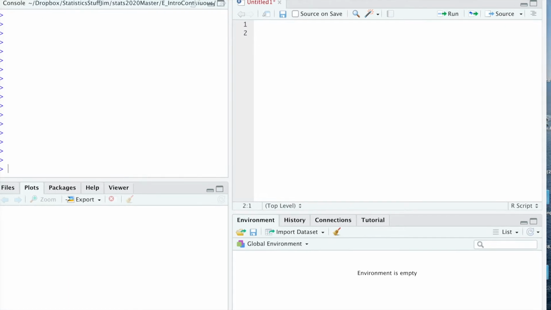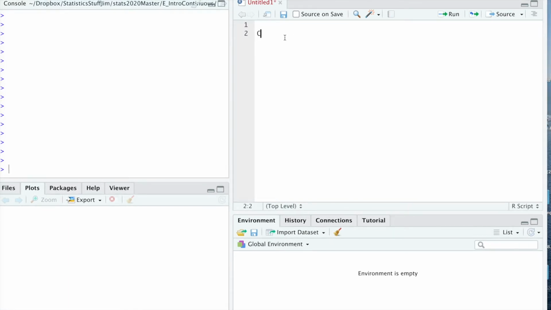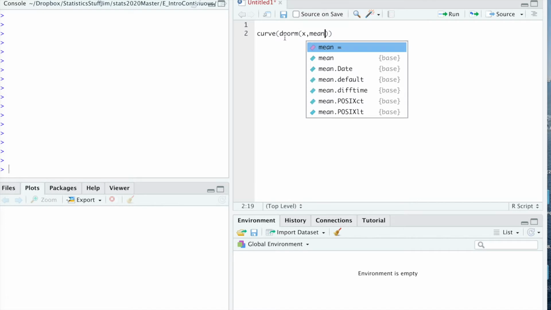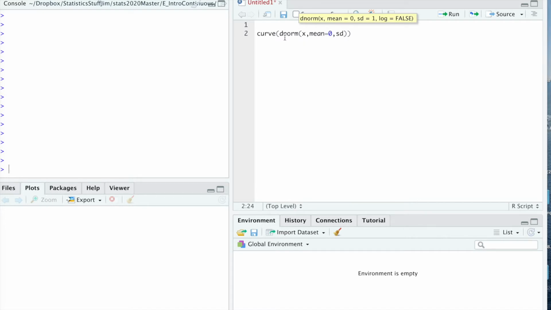That's fine. Whatever. So curve, lowercase. Say I wanted the curve of the probability density function of a normal distribution. So that would be dnorm. That's the function that we would call up for the probability density function for a norm. And then within curve, I will just give it the value x, because it's going to figure it out. I'm not going to tell it what to do. But in this case, I'm going to give it a mean equal to 0 and a standard deviation equal to 1. And then by default, curve will only draw the curve between 0 and 1.